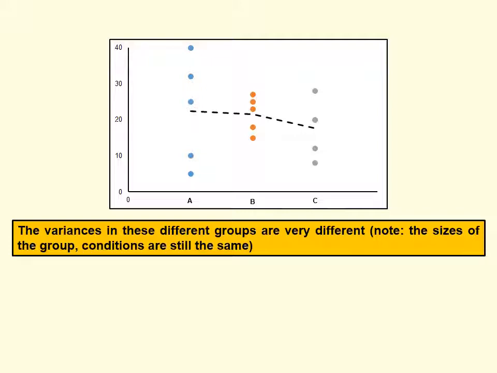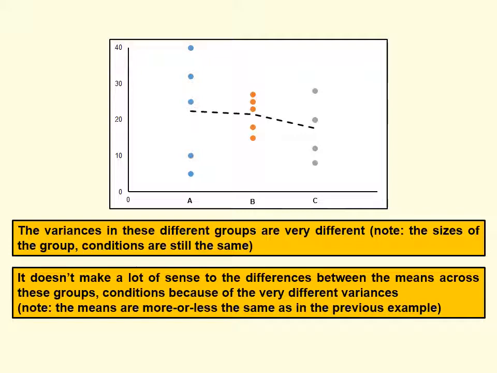All I did here was try to mess up the data such that the variance in group or condition A was very big and the variance in group or condition B was somewhat small. The point of this is that it doesn't make a lot of sense to test differences between the means across these different groups or conditions, because the variances are very, very different.